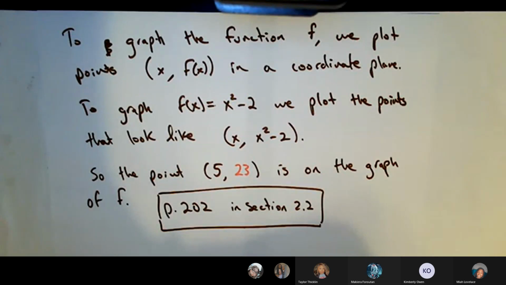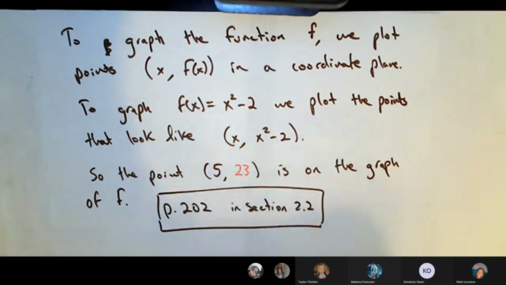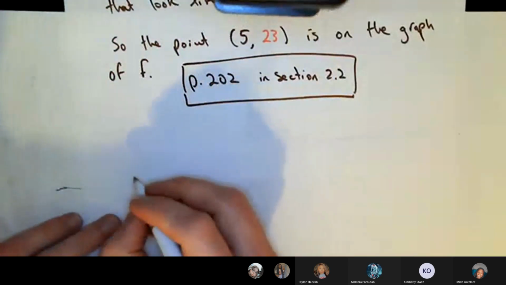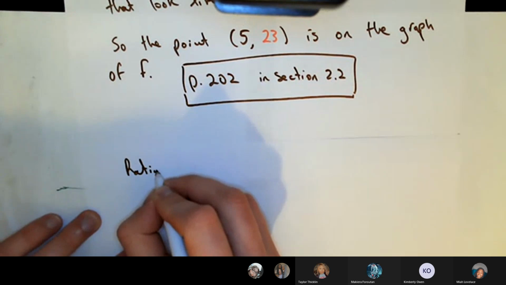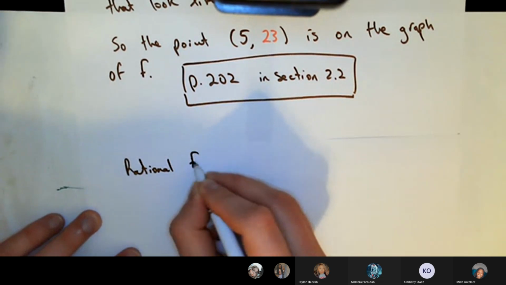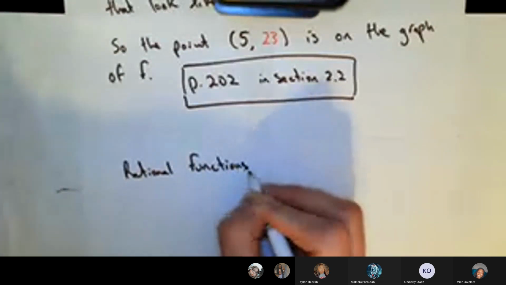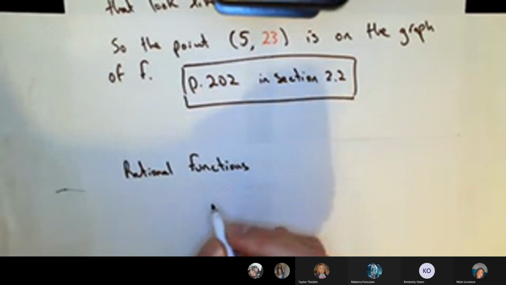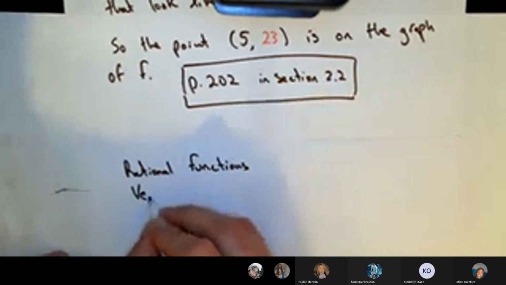There's one more thing we need to talk about, the vertical line test for functions. We'll finish that next time. I need to write down what we're doing next time. So next time we'll talk about those rational functions and the vertical line test.